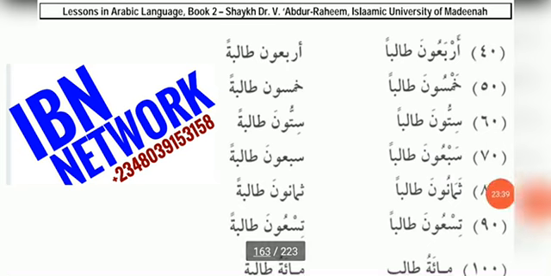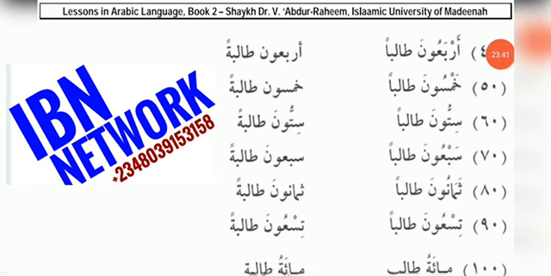And here it is thalathuna taliban, that is 30 male students. And here it is thalathuna talibatan, that is 30 female students. So here we have 40 male students. We say arba'una taliban, that is 40 male students. And here it is arba'una talibatan, that is 40 female students.